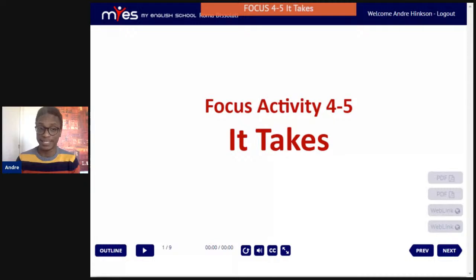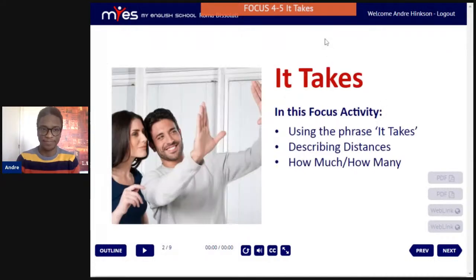It takes. Good. In this focus activity, we're going to be using the phrase it takes, describing distances, and using how much and how many. So we're also looking at countable and uncountable nouns. So let's continue.